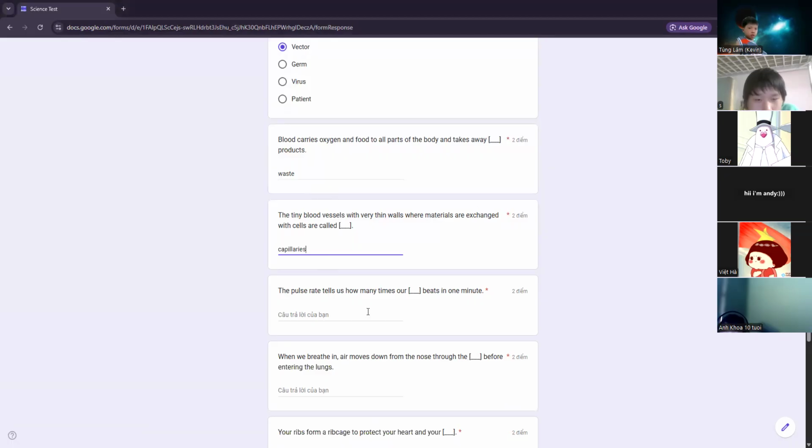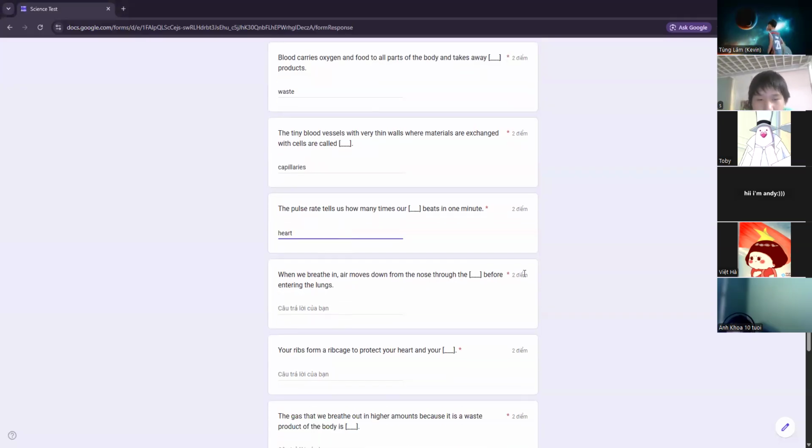Anyways, now, what does the pulse rate tell you? Can anybody tell me? Does anybody know what a pulse rate is and what it does? What does the pulse rate tell you? Anyone? It tells us how many times our heart beats in 1 minute. Yes, it tells us how many times our heart beats per minute. Now, when we breathe in, air moves down the nose through the what? Anybody like to tell me?